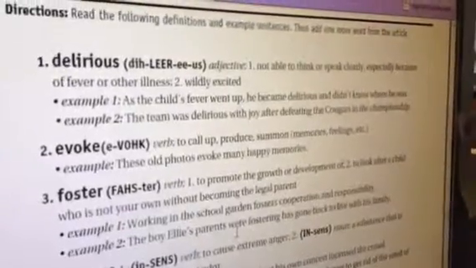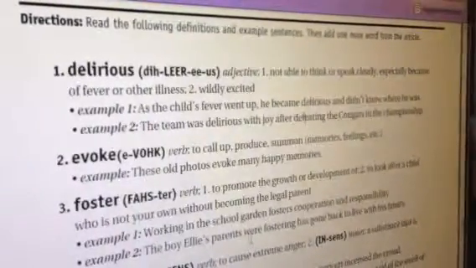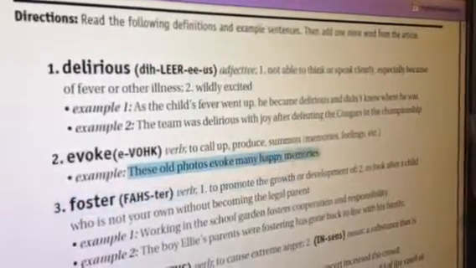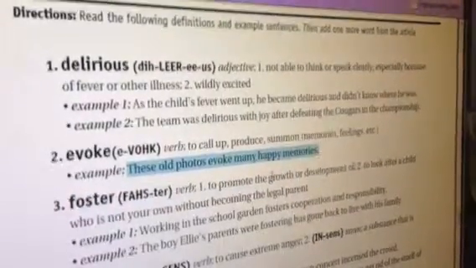All right. Our next word is evoke. It's a verb. And evoke means to call up, produce, summon, memories, feelings, etc. An example of this is right here. These old photos evoke many happy memories. So I sometimes have things that evoke memories. They're not just photos. It might even be memorabilia.